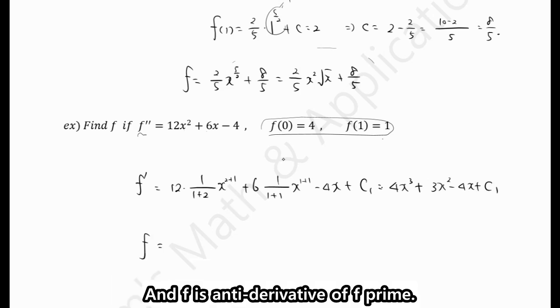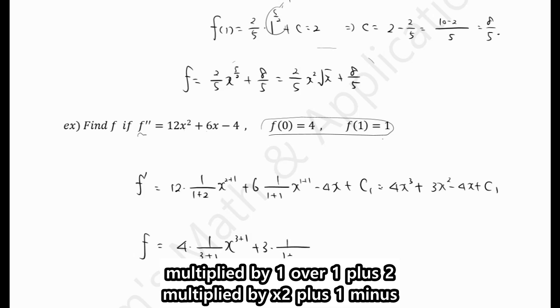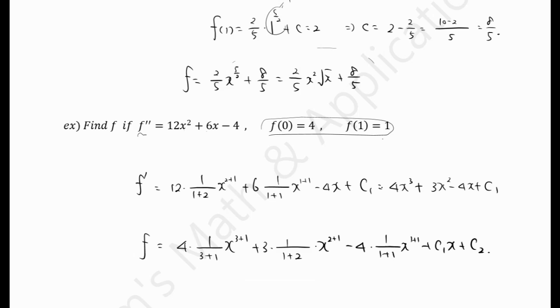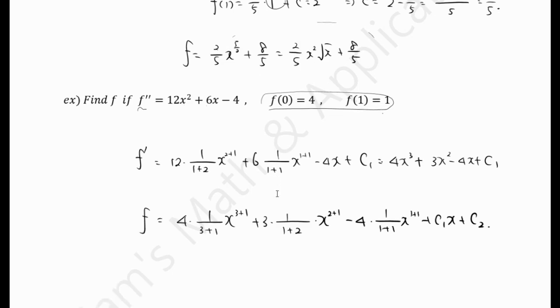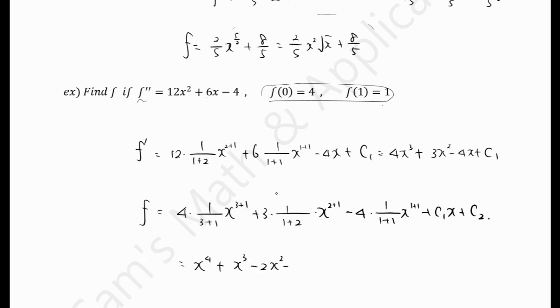And f is the antiderivative of f prime. It's 4 multiply 1 over 3 plus 1, x to the power of 3 plus 1, plus 3 multiply 1 over 2 plus 1, x to the 2 plus 1, minus 4 multiply 1 over 1 plus 1, x to the 1 plus 1, plus c1 x plus c2. This is f. So f is x to the power of 4 plus x to the power of 3 minus 2x squared plus c1x plus c2.